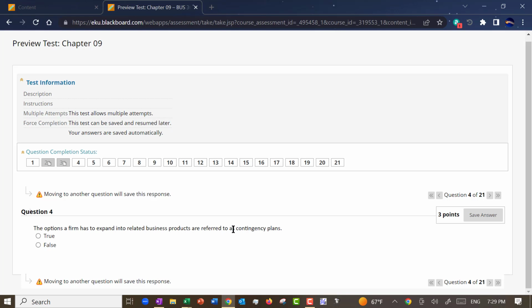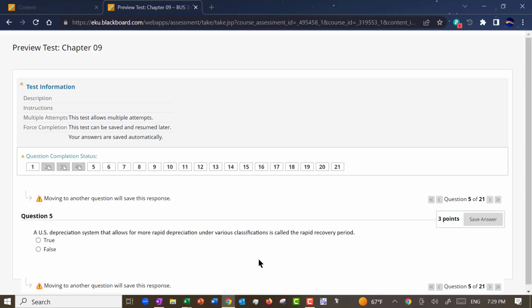U.S. depreciation system that allows for rapid depreciation under various classifications is called the rapid recovery period. No, we call it modified accelerated cost recovery system, MACRS.